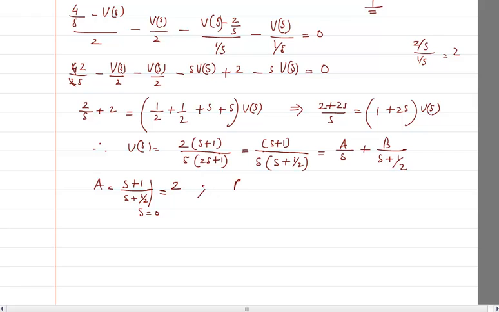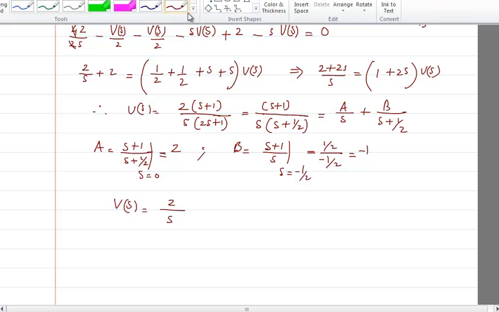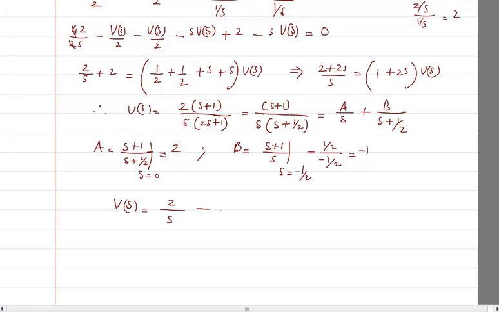Now what about B? B you get by (S plus 1) divided by S at S is equal to minus 1 by 2. So this is going to be 1 by 2 divided by minus 1 by 2, which comes out to be minus 1. So now I have reached the end. V of S is equal to A, which is 2 divided by S, plus B, which is minus 1 divided by S plus 1 by 2.